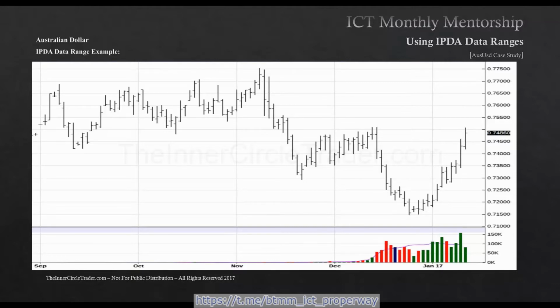Start whatever time point you're looking at. Like right now, let's assume we sat down with the charts right now, and this would be the first day we're looking at Australian dollar. We're a brand new trader, brand new to the concept. We're sitting down. How would we go about looking at where the IPTA data ranges are?